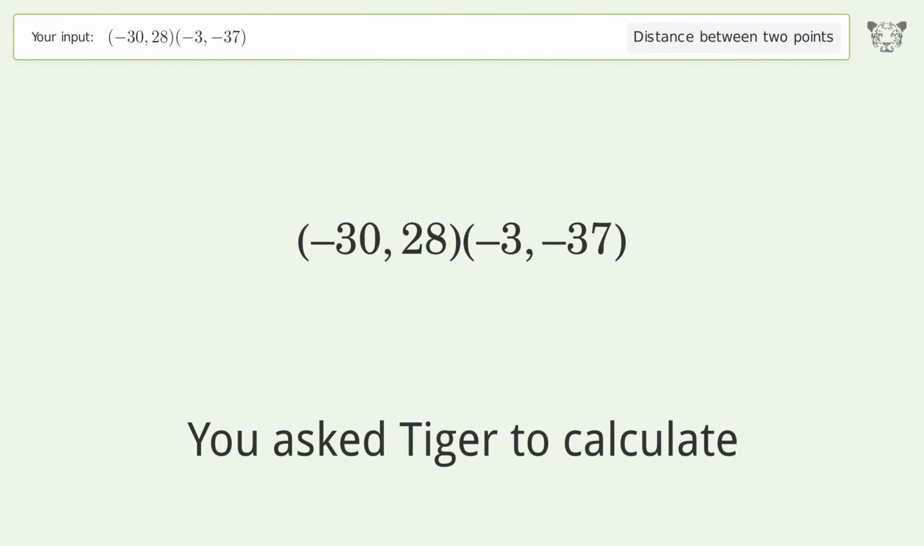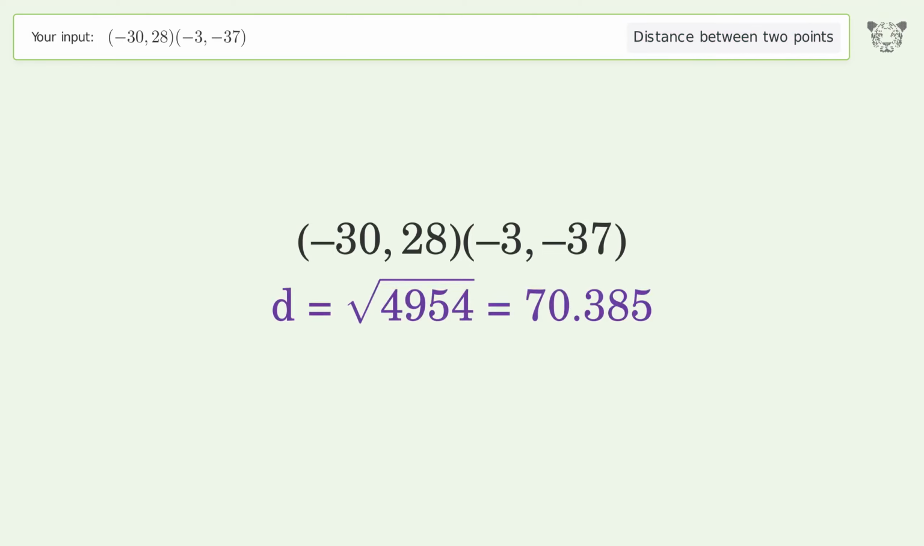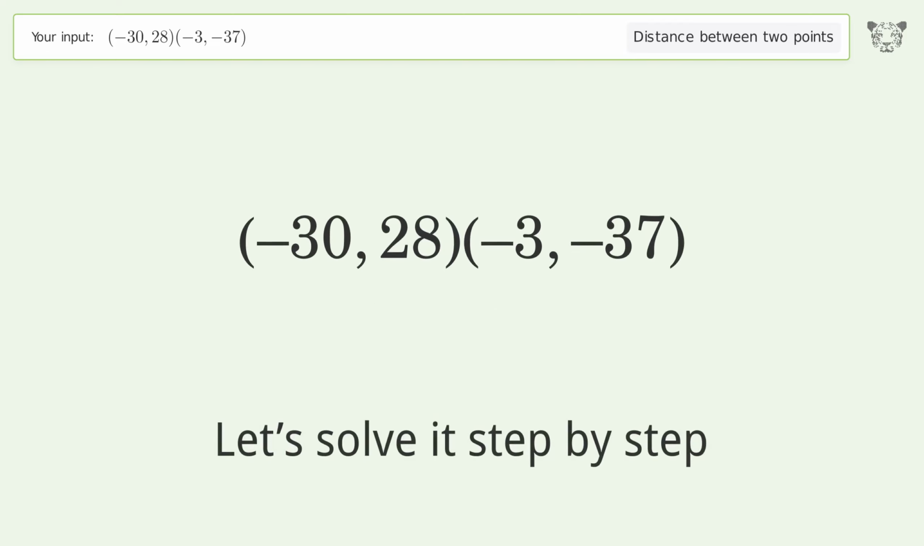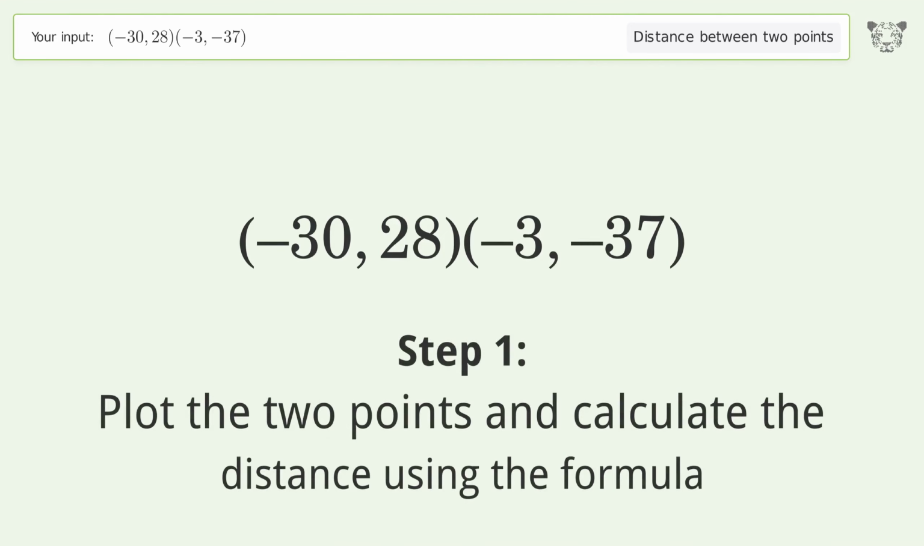You ask Tiger to calculate. This deals with the distance between 2 points. The distance between the 2 points is the square root of 4,954, or 70.385. Let's solve it step by step. Plot the 2 points and calculate the distance using the formula.